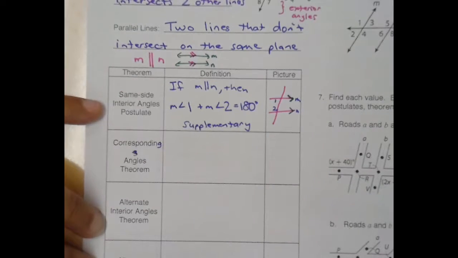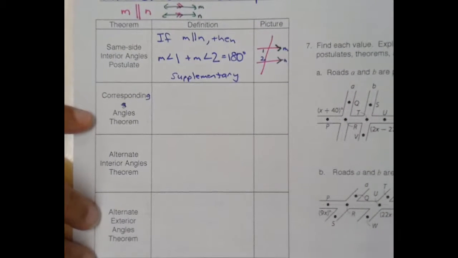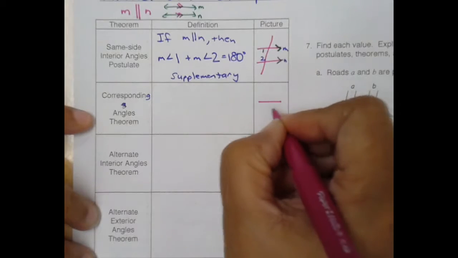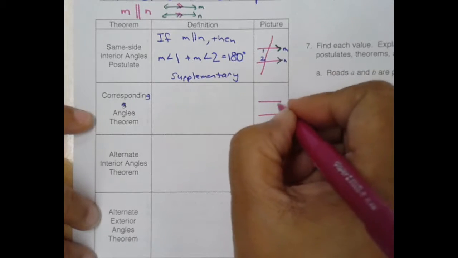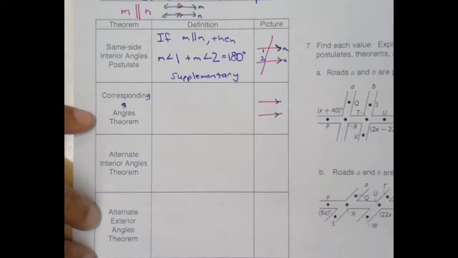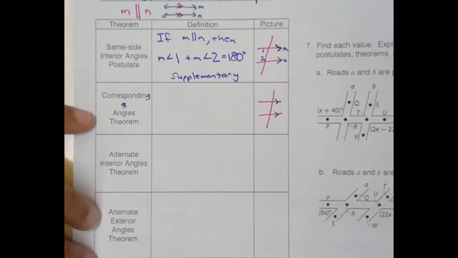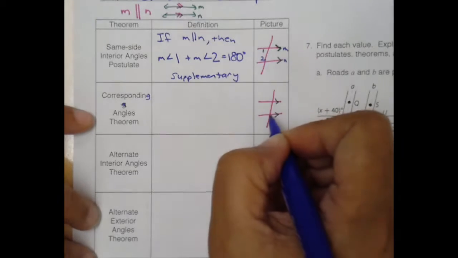All right, corresponding angles theorem. So corresponding angles theorem, we're still starting off with the same concept. We have two lines that are parallel to each other. So in order to show that they're parallel, I'm going to put these arrows. They're cut by a transversal. Okay. And corresponding, think of it as the same exact spot from this cross-section to this cross-section.